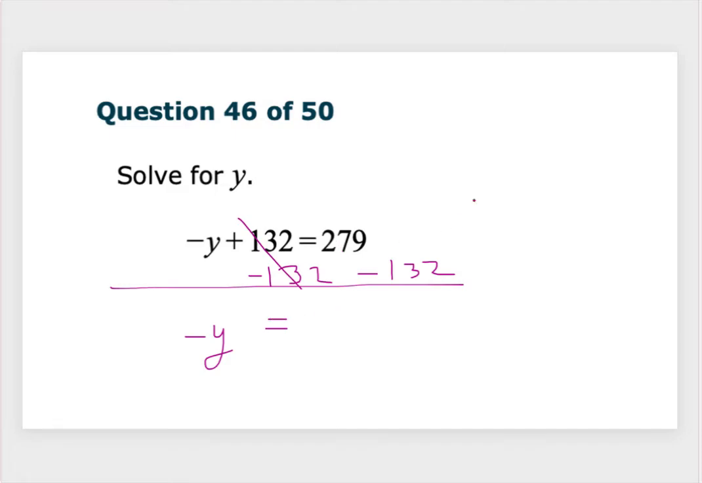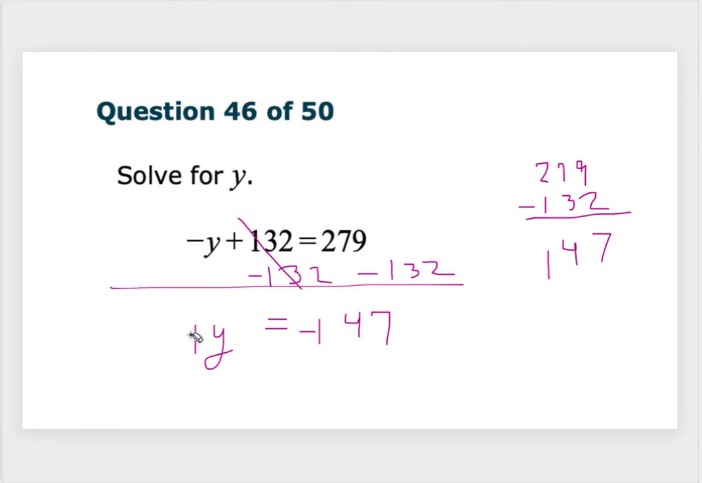Okay, so now I'm going to bring down the negative y, and this is going to cancel. And so 279, since I don't have those nicely lined up, let's just bring our subtraction over here, because I always like you to show me your work. 9 minus 2 is 7. 7, take away 3 is 4. 2, take away 1 is 1. Okay, so negative y is 147. So now I don't want negative y, I want y. So I'm going to multiply both sides by a negative 1, which changes both signs. And y is equal to negative 147.